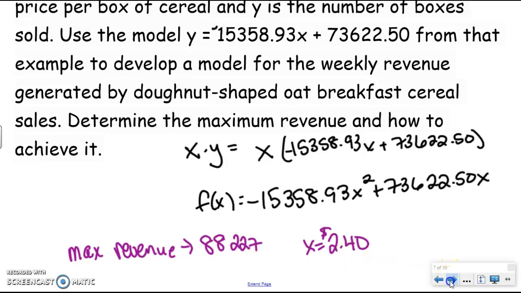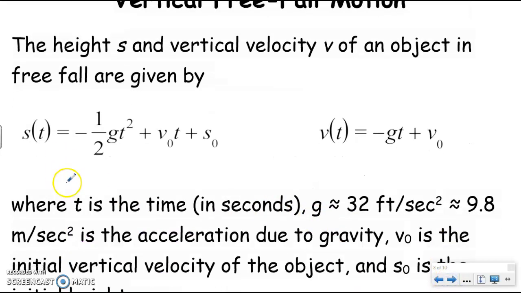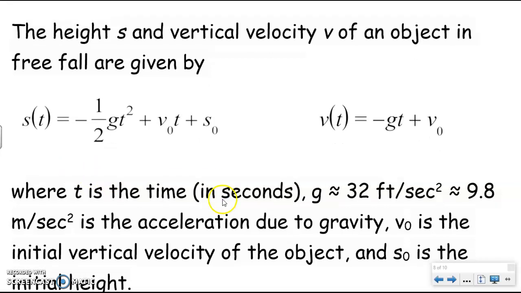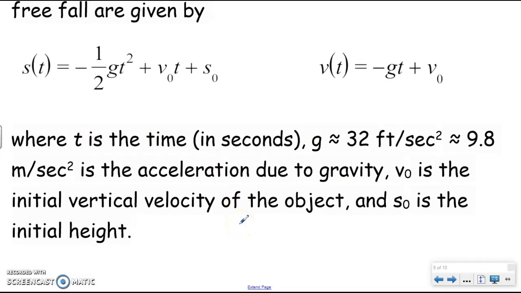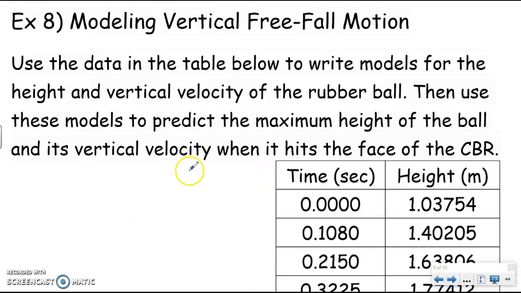Next, you have information here that you've probably seen before. The height s and vertical velocity of an object in free fall are given by the following functions. T is the time in seconds. G is either 32 feet per second squared or 9.8 meters per second squared, and it's the acceleration due to gravity. V naught is the initial vertical velocity of the object, and S naught is the initial height. So we're going to use those. Okay, so keep those there.